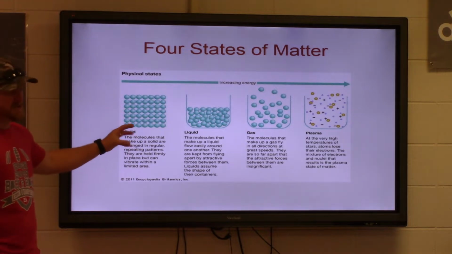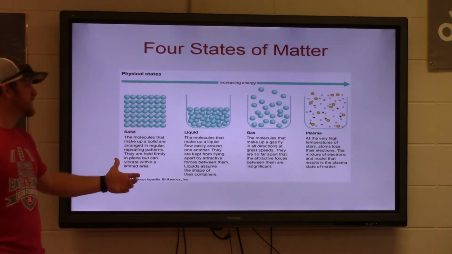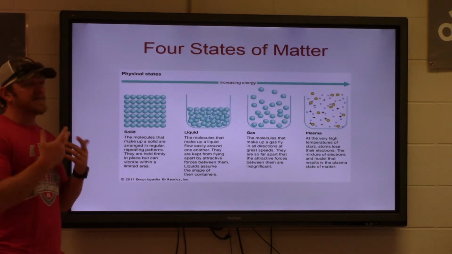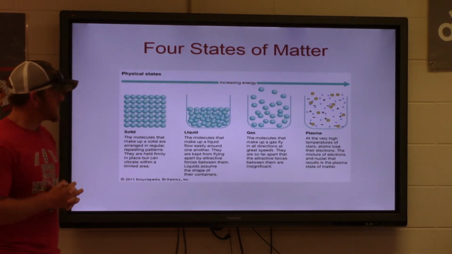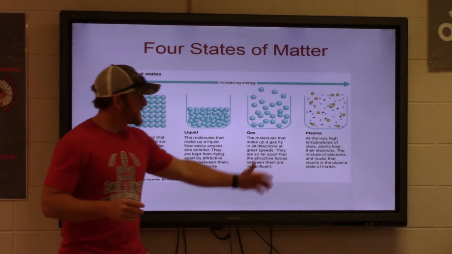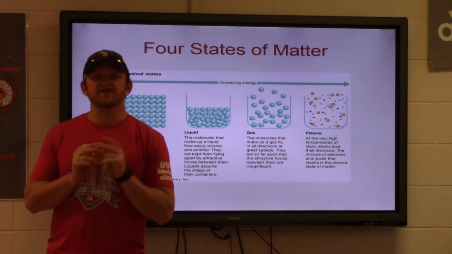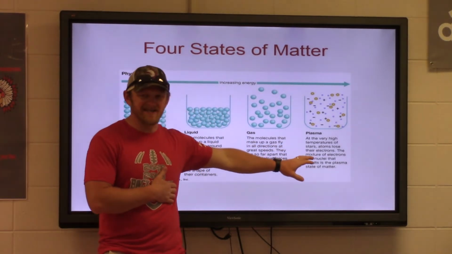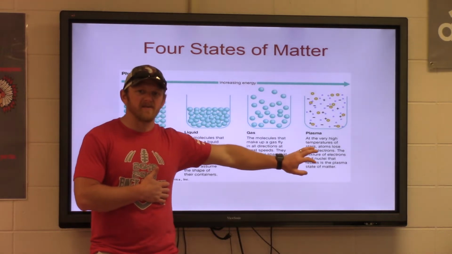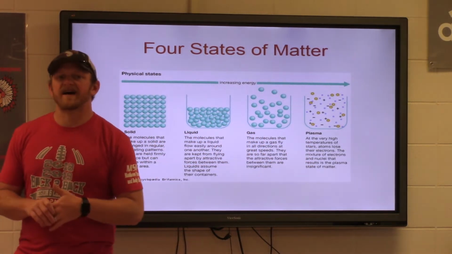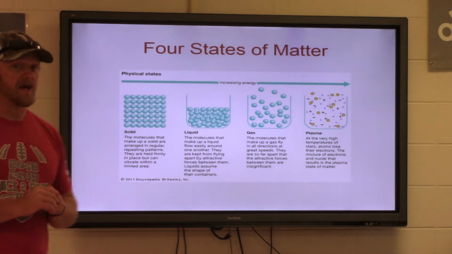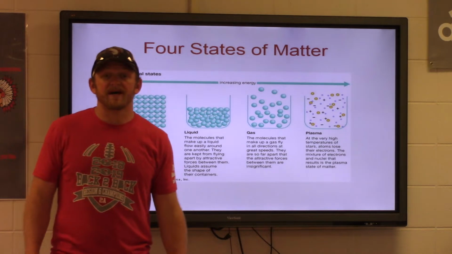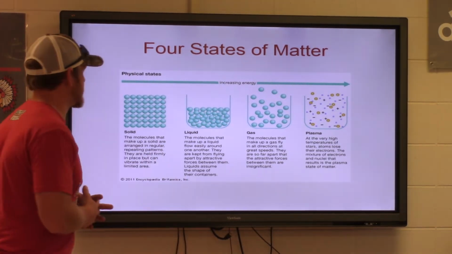In a solid, we know the molecules are tightly packed, but they're still moving. In a liquid, they're sliding past one another. In a gas, we know they're random. In a plasma, the protons and the electrons have separated from one another, and plasma makes up 99% of all the matter in the universe, but we find very little of it here on Earth. One place you do find it is in the fluorescent lights above my head.